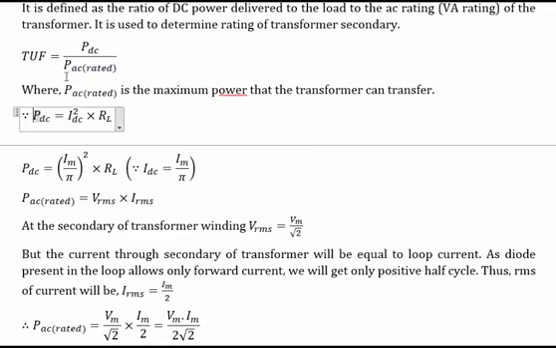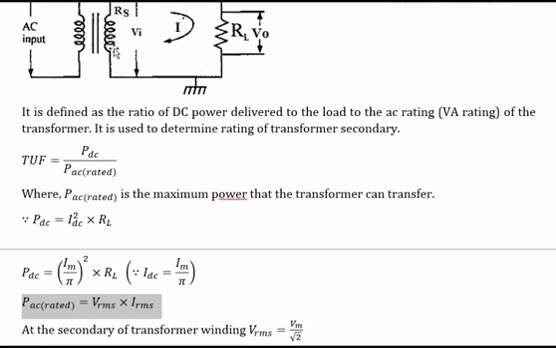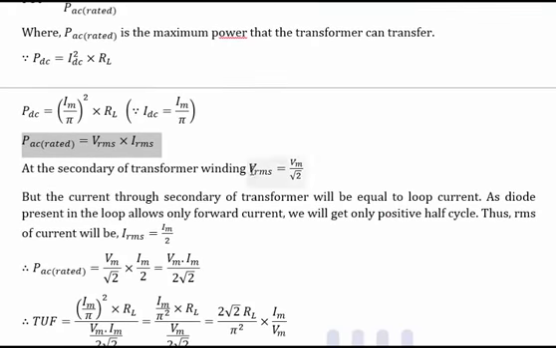And PDC, we know this upper term, PDC is IDC squared RL. And IDC is actually Im by pi, so this will become Im squared upon pi squared times RL. This PAC is actually the power at the secondary of the transformer, and we know that this is an AC signal, a complete sinusoidal signal, so we have to take the RMS value of voltage and current. So the RMS value of voltage will be VRMS, and the RMS value of current will be IRMS. But VRMS is equal to Vm by root 2, and IRMS is equal to Im by 2. You have to understand this thing.